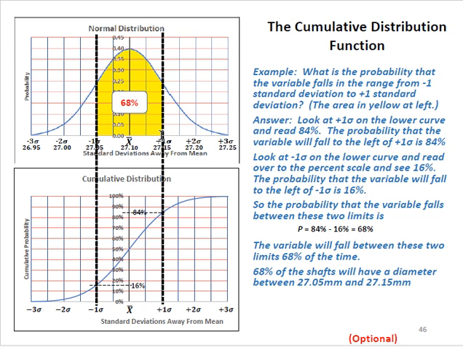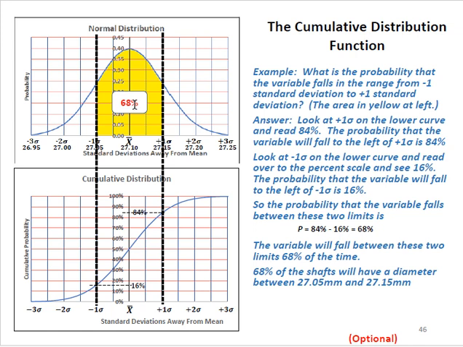So your answer is first you look at +1 standard deviation, and the cumulative probability there is 84%. The other one is -1 standard deviation, which gives you 16%. So you subtract 16% from 84%, and you get about 68% for this yellow area. So you know that the variable is going to fall between these two limits 68% of the time.